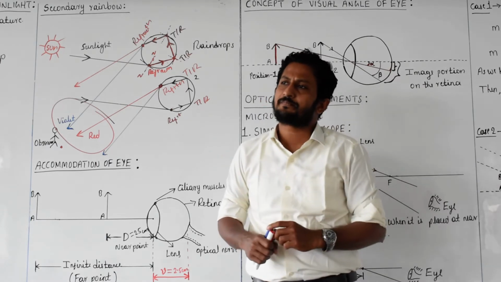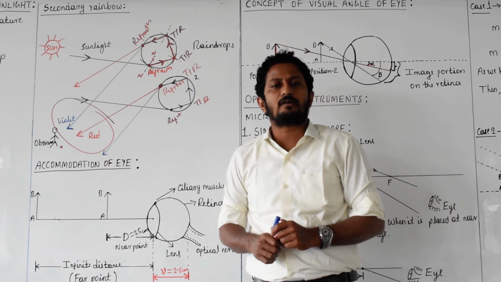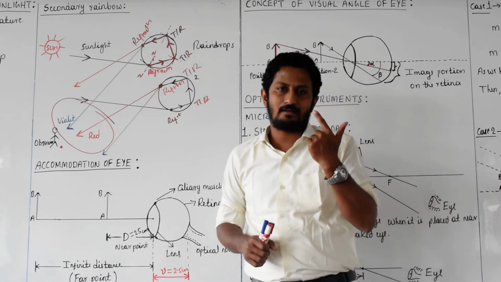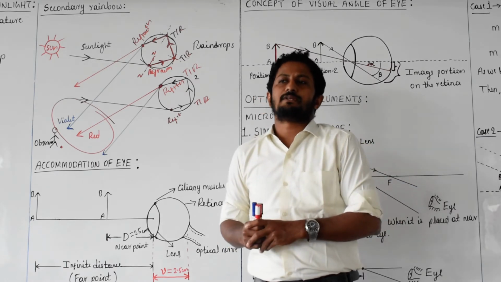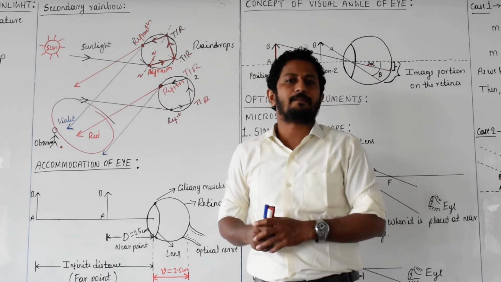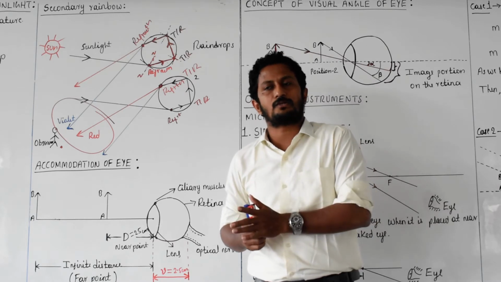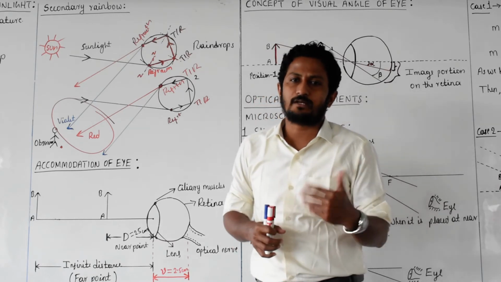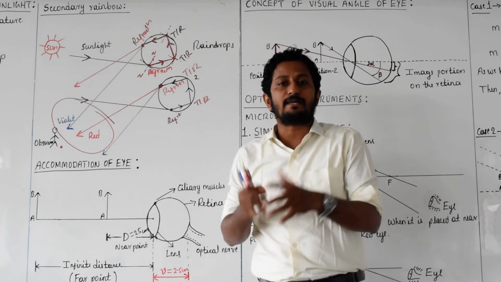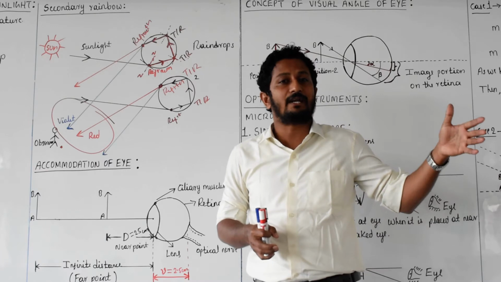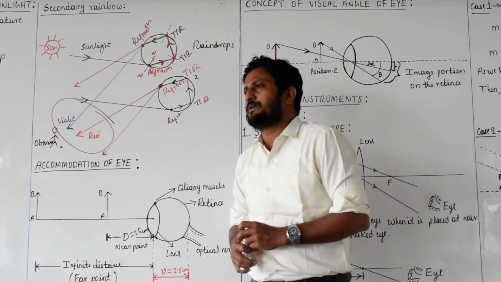Optical instruments. Here there are many optical instruments. Our eye is also an optical instrument, like the microscope and the telescope. Eye, microscope and telescope, these we call optical instruments. The instruments which produce images of different objects we call optical instruments.